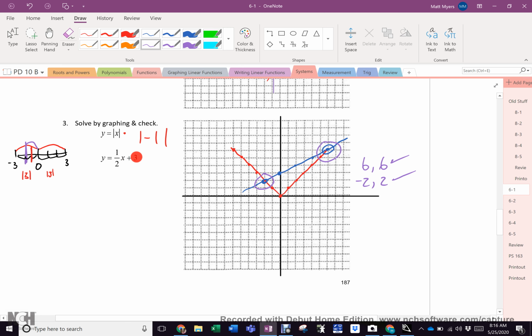Half of 6 plus 3. Half of 6 is 3. 3 plus 3 is 6, so it works there too. Half of negative 2 is negative 1. Negative 1 plus 3 is positive 2, so it works there.